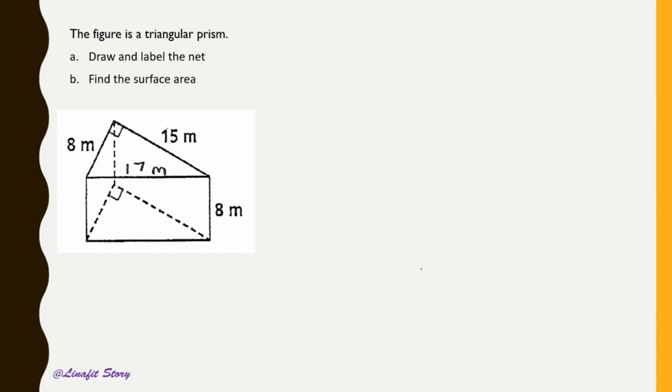The figure is a triangular prism. A. Draw and label the net. B. Find the surface area. We will draw the net. So please take a look at the triangular prism. This consists of one square, two triangles, and two rectangles.